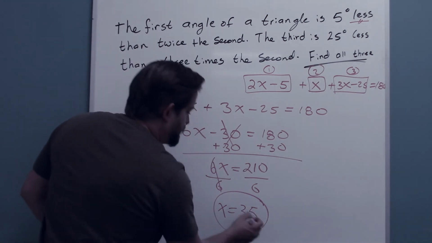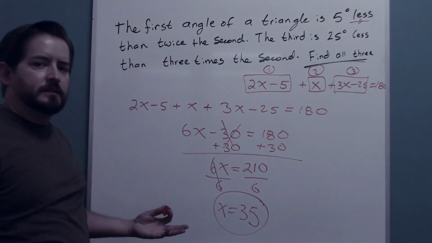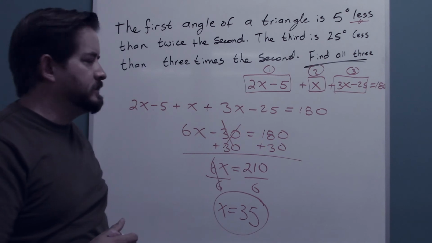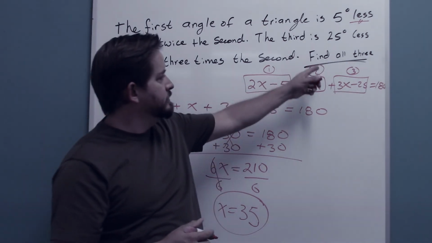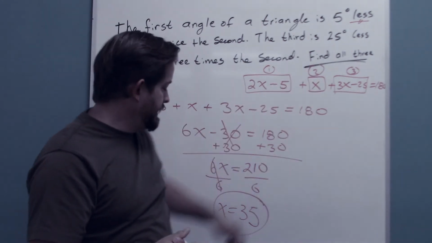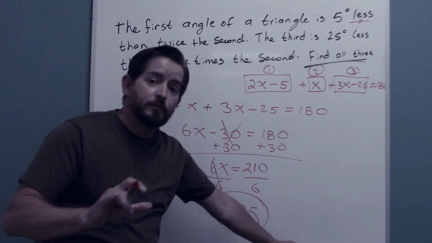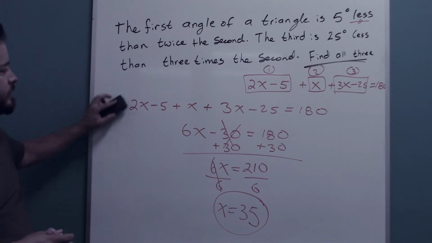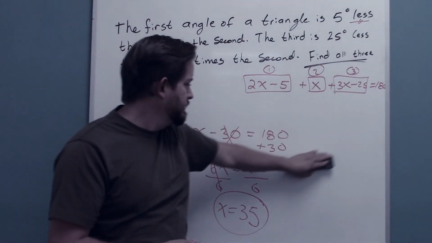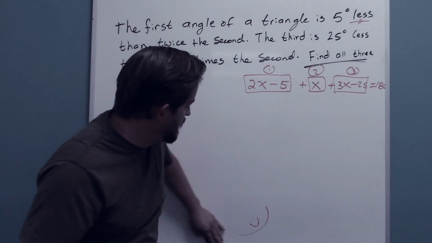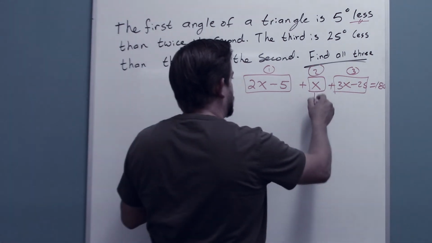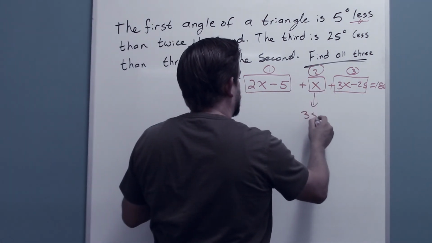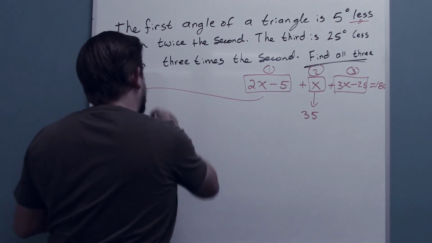But if I just circle this, I didn't answer the question. I answered one of the 3 questions, right? Find all 3 angles. Well, I found x. X I know is 35. If you need to pause the video here to write this down, pause it, because it's about to go. I know that x is 35. But I need to figure out the other 2 angles.